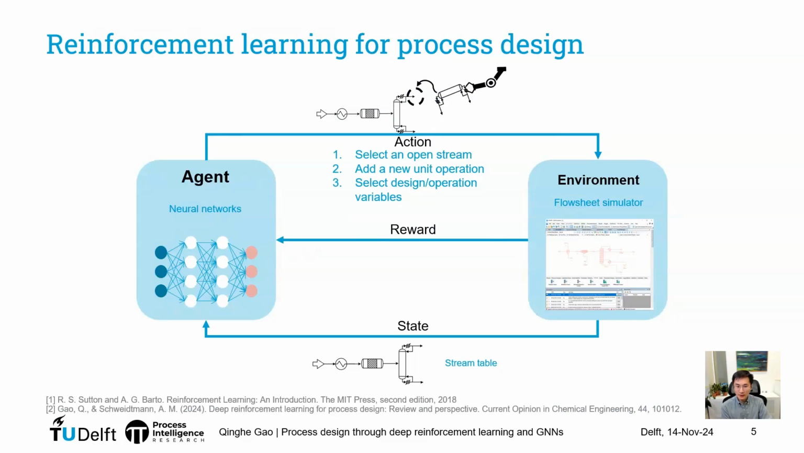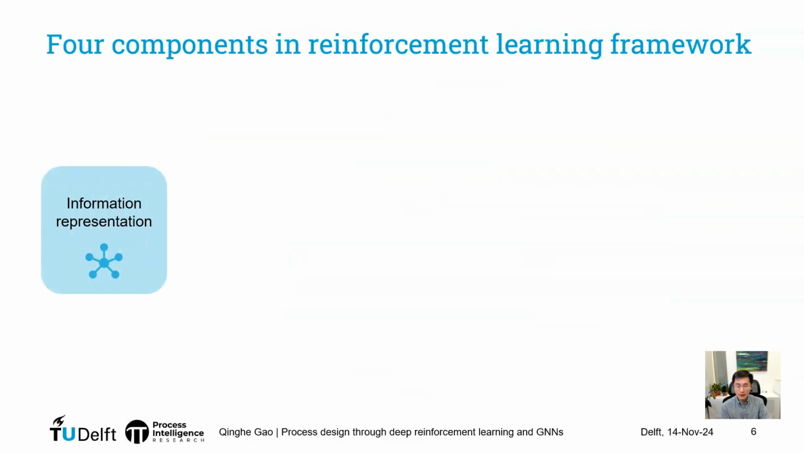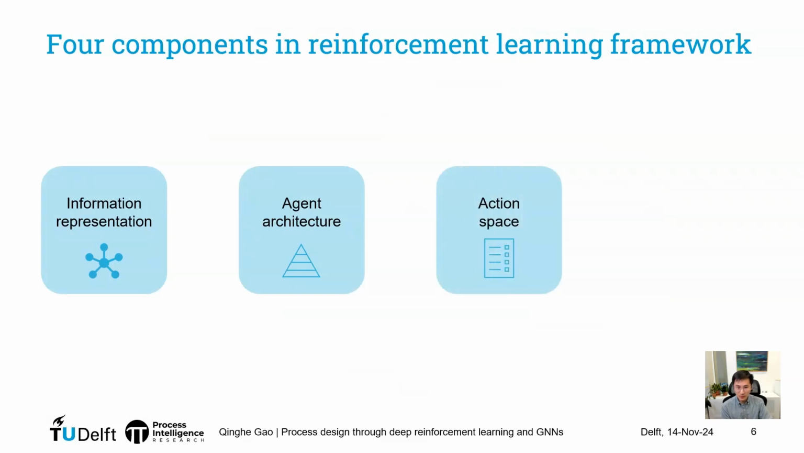As you can see, since the framework is quite complicated, next I will introduce four major components. The first is information representation, which is essentially how we can represent our flowsheet in a machine-readable way. The second is agent architecture. How can we design an agent? The third is action space, which is what kind of action the agent can take. Finally, the reward and environment.